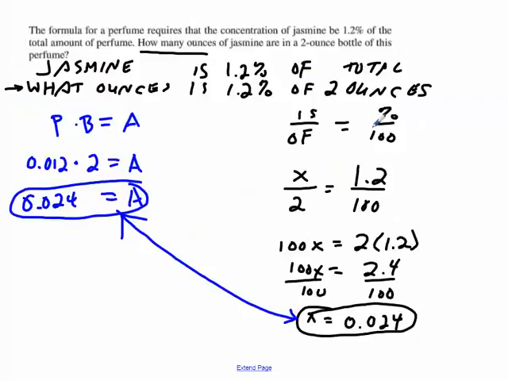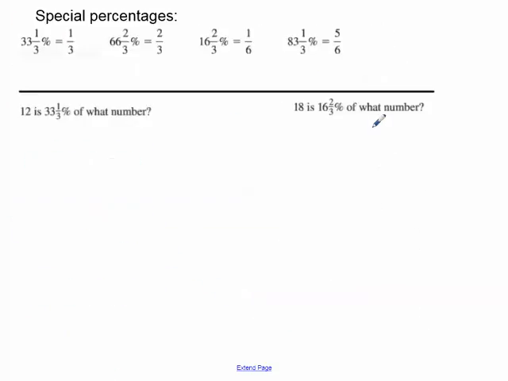Let's do another couple examples. Before we get to the examples, let's take a look at special percentages. 33 and a third percent is 1/3 because 1 divided by 3 is 0.333, etc. And that makes a percent of 33 and 1/3%. 2/3 is 2 out of 3, or 0.666, etc., or 66 and 2/3 percent.